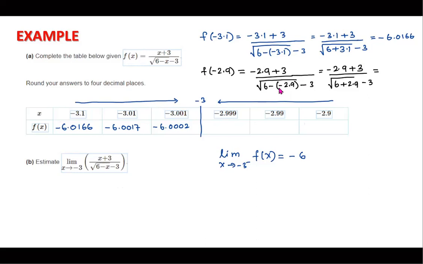Now, we can again use a calculator to simplify this. If you use a calculator, you should get negative 5.9833. We repeat the process. If you plug negative 2.99 into this function, you should get negative 5.9983. Similarly, if you plug in negative 2.999, you'll get negative 5.9998.